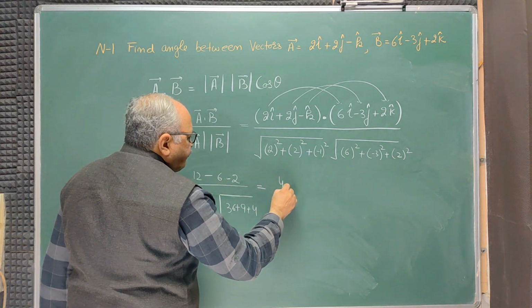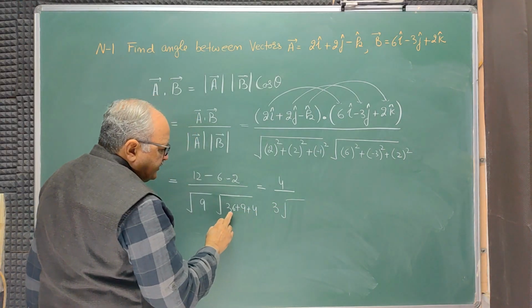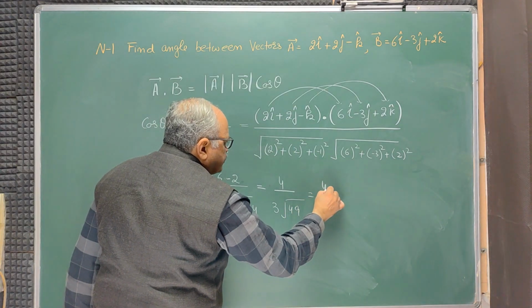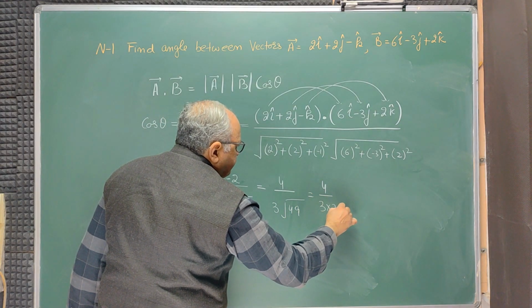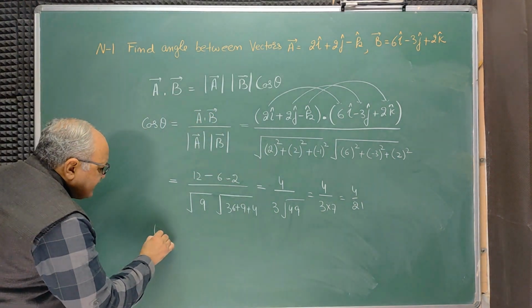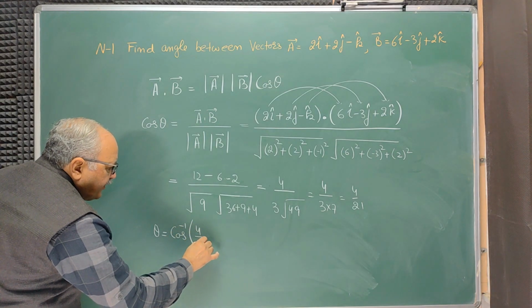Simplifying it, the numerator will give you 4. The first root will give you 3. And the second, 36 plus 9 plus 4 is 49, which gives 7. And that is equal to 4 divided by 3 into 7, that is 4 by 21. So your answer is theta equals cos inverse of 4 by 21.